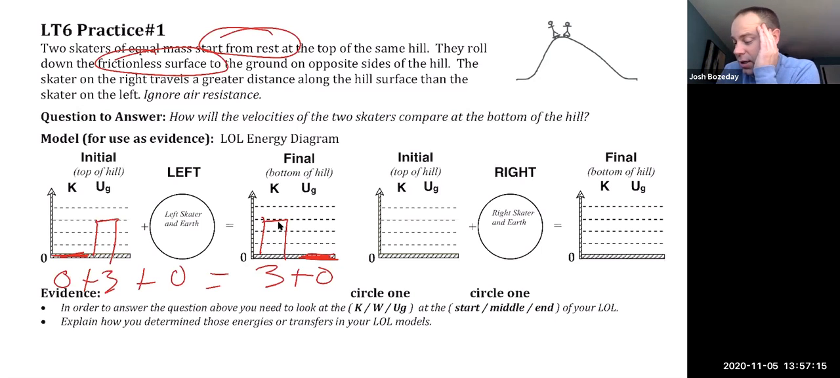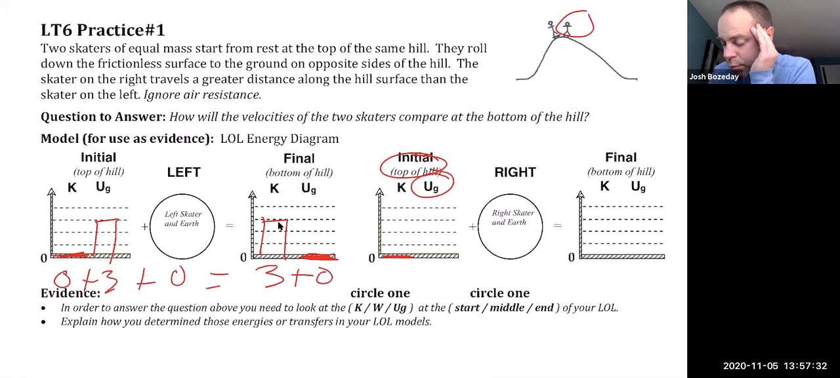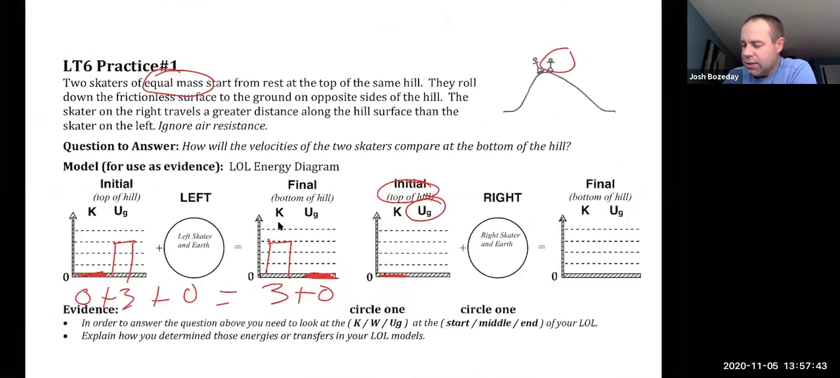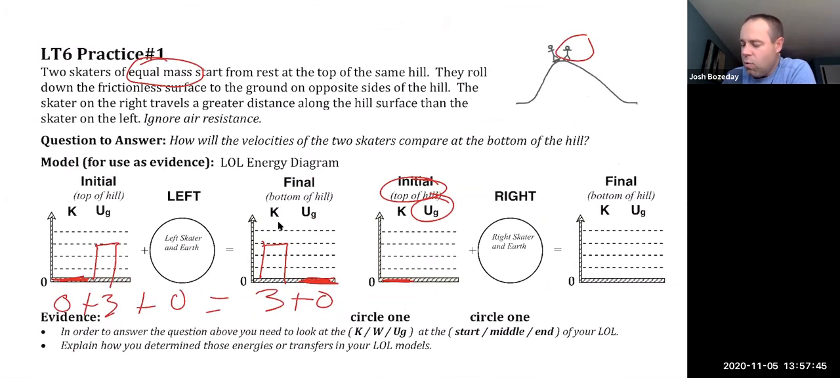All right, so initially this dude on the right is also at the top of the hill, and as it says here, they both start from rest. So that means that this dude on the right has no kinetic energy as well. Now, what about his UG? This is really important, and you probably didn't put a lot of thought into this, but they have the same mass. Here's why that's important: we know this guy's going to have UG. The question is, is his UG going to be more or less or the same as that guy's? Because our whole thing in LT6 is comparing their energies, comparing the two objects, comparing the LOLs.